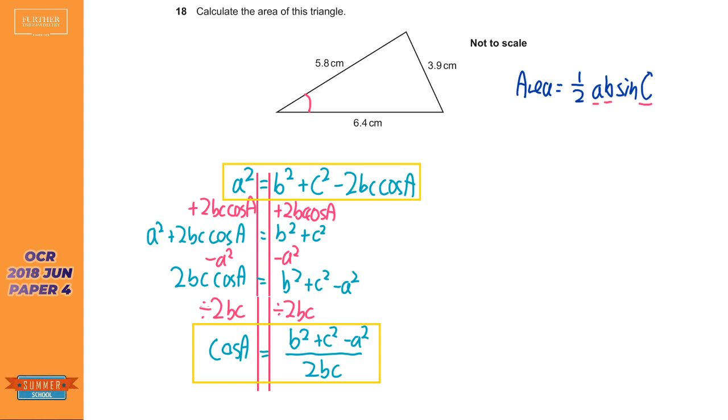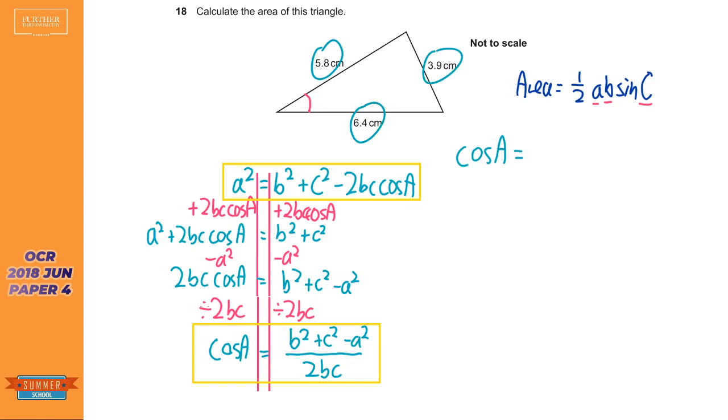Okay, so we're going to now use this formula to work out the angle. And I'm just maybe going to call the angle A, just because it's easier. So we've got cos A equals... Okay, now b and c don't matter. Doesn't matter which way around, as long as it's these ones. The little a must be the one opposite the angle you're working out. Okay, it has to be.